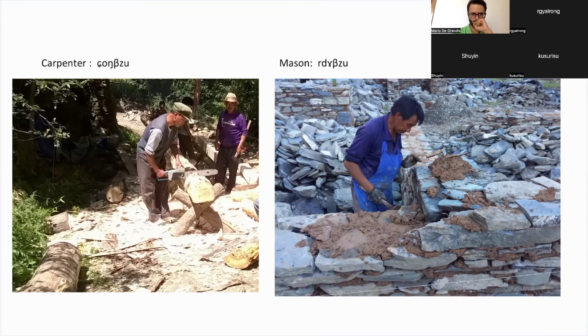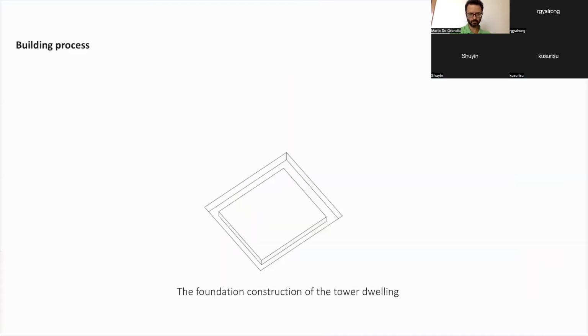And here we can see these two kinds of workers. The left is the carpenters, and the right is the mason. We start from the foundation. The foundation is usually a very narrow square plan, and it is dug into the ground to form the basement. Usually the depth of this basement is from 1 meter.